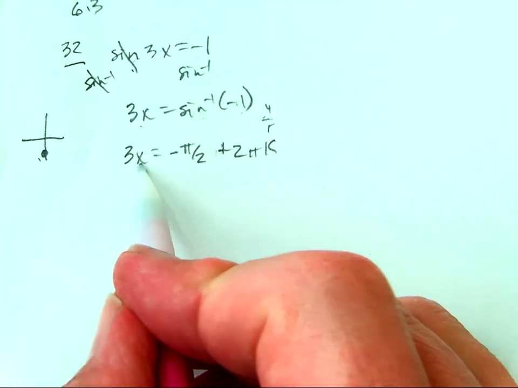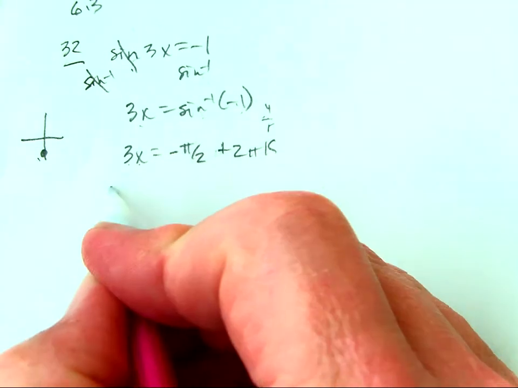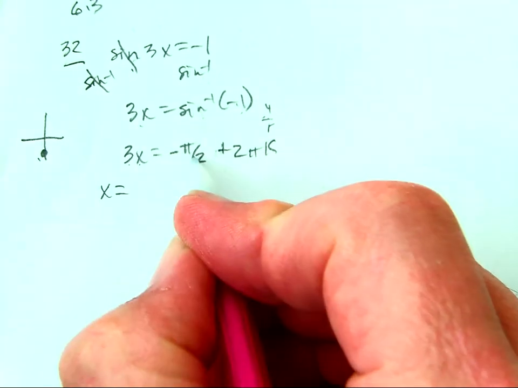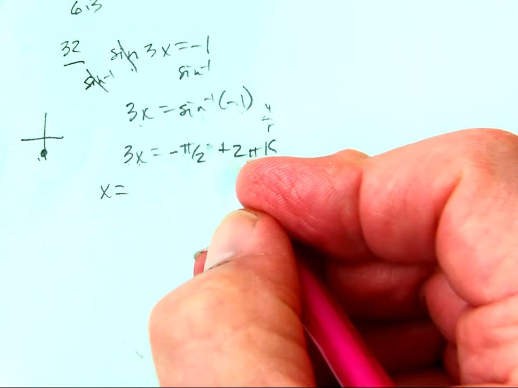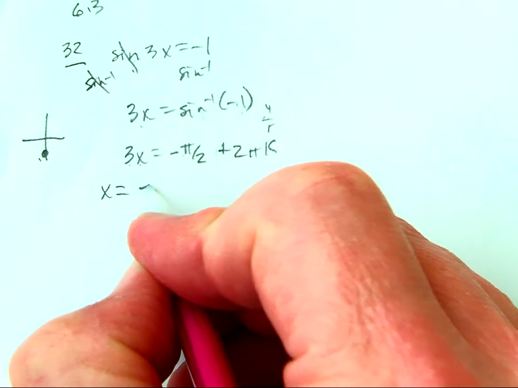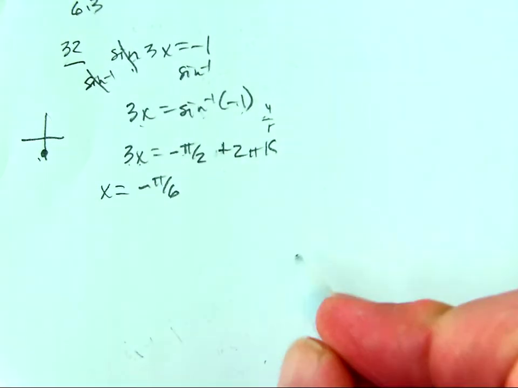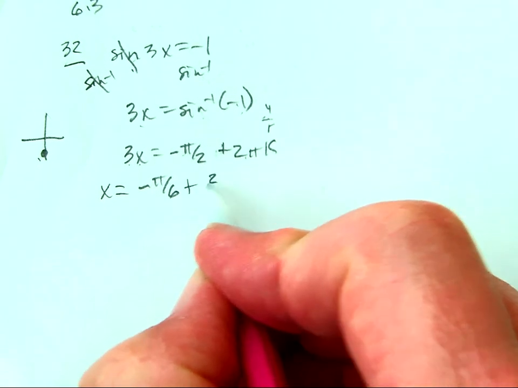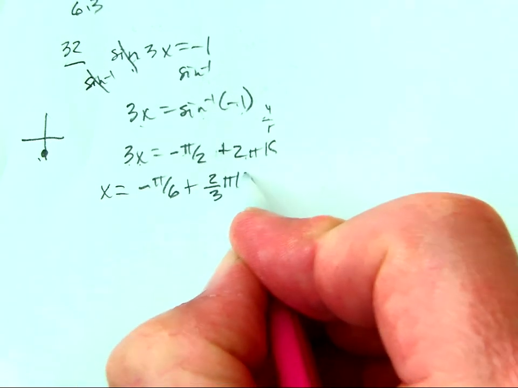Now, the next step is we want to get x by itself, so we divide everything by 3. Dividing -π/2 by 3 is like multiplying by 1/3, so that's a -π/6. We also have to multiply 2πk by 1/3, so that's 2/3 πk.